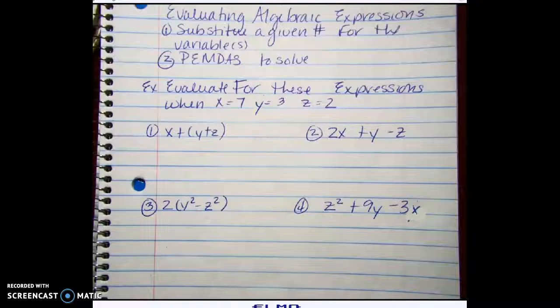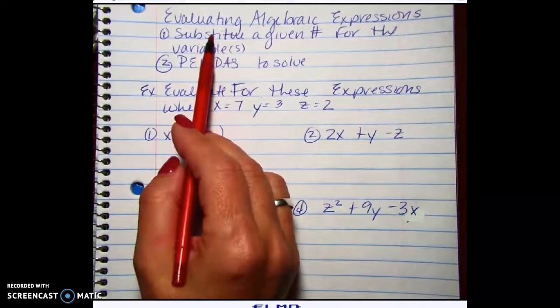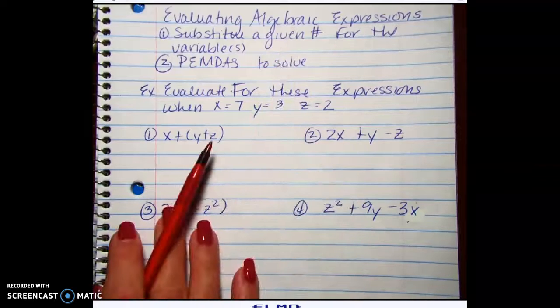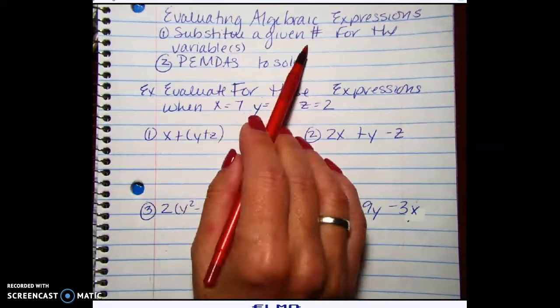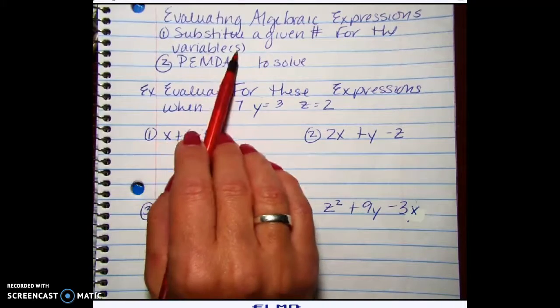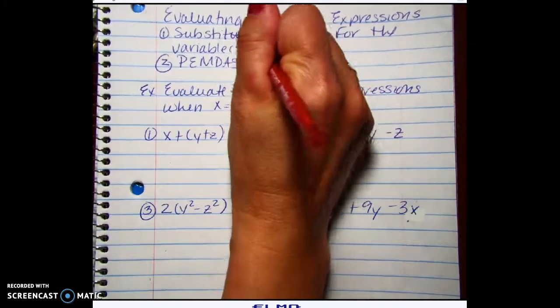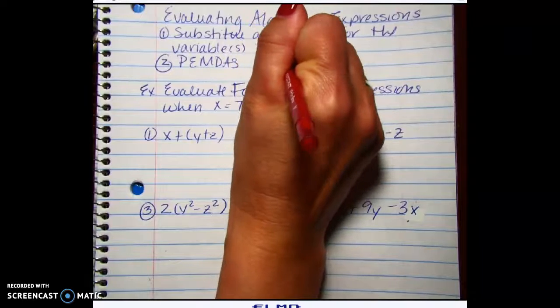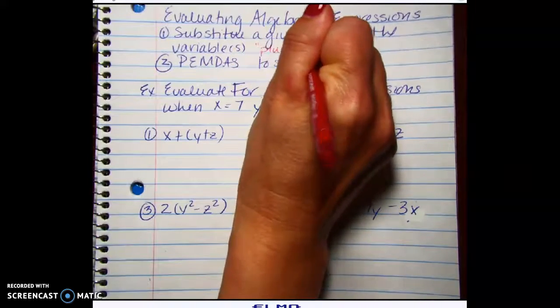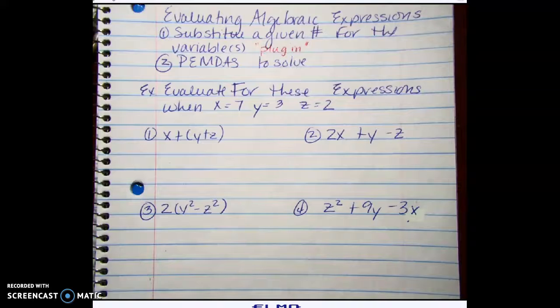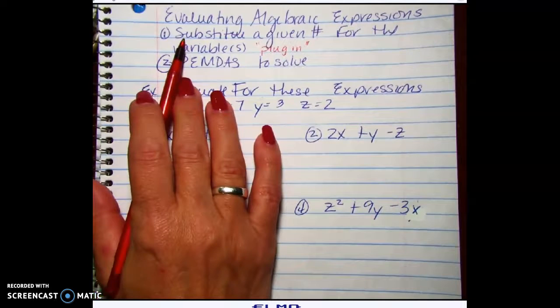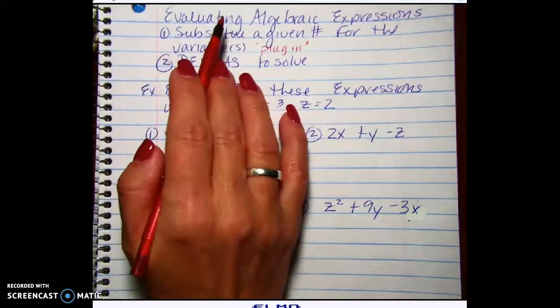Today's our final lesson for the semester, and it is on evaluating algebraic expressions. There's two things you need to remember when you're doing that. You substitute a given number for the variable or variables. I also will say the words plug in rather than substitute. Given number means that you'll be given that number, okay? And please remember that evaluating means to solve.